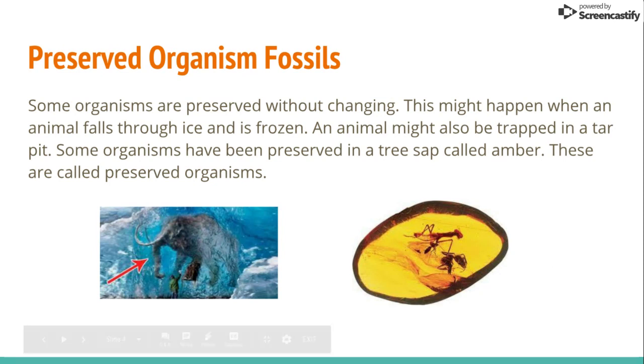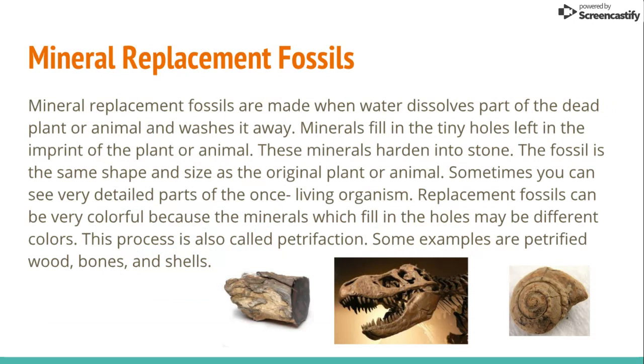The last type of fossil that we'll talk about are called mineral replacement fossils. Mineral replacement fossils are made when water dissolves part of the dead plant or animal and washes it away. Remember our weathering and erosion that we talked about. Minerals fill in the tiny holes left in the imprint of the plant or animal. These minerals then harden into stone. The fossil is the same shape and size as the original plant or animal.